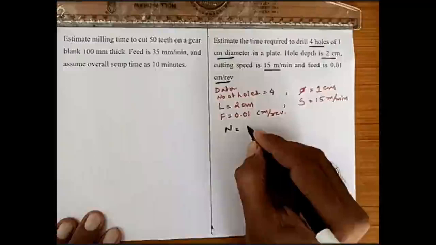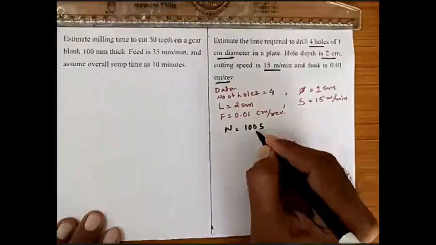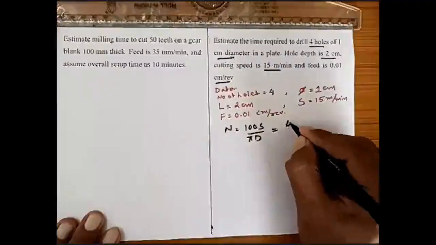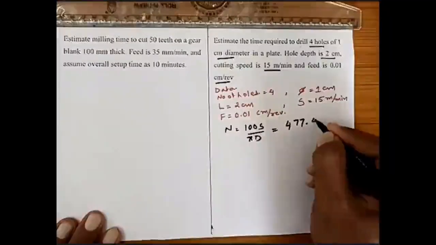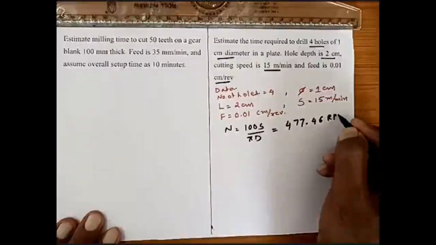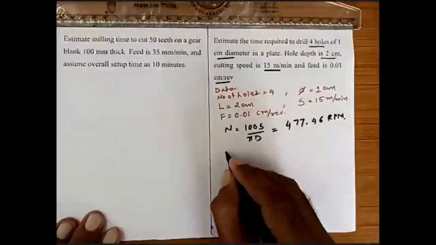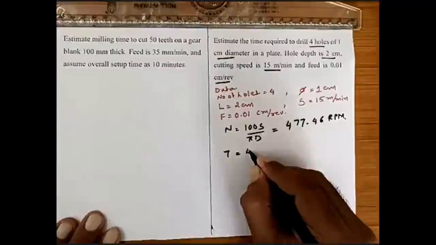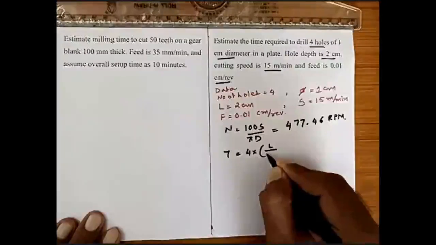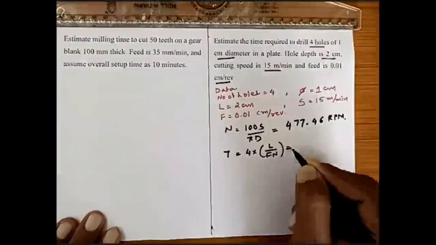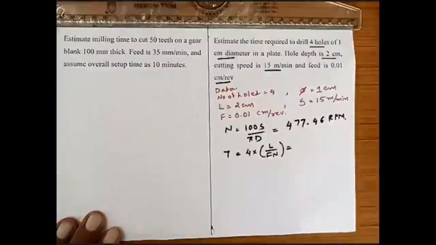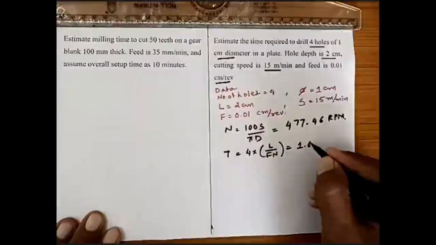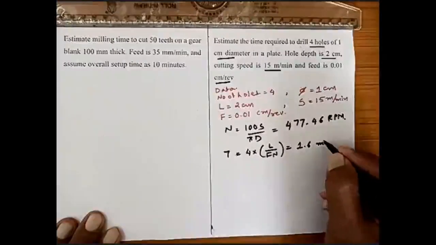N is equal to 100 S upon pi d, is equal to 477.46 RPM, and the time for the 4 holes, that is 4 into L upon Fn, is equal to 1.6 minute.